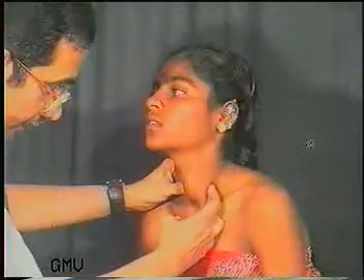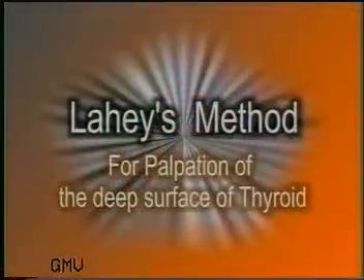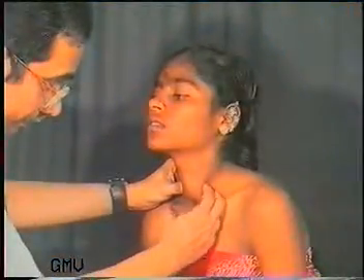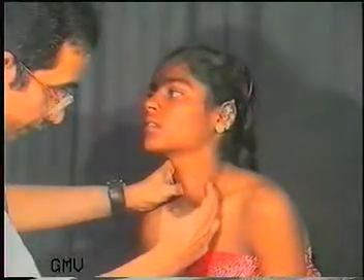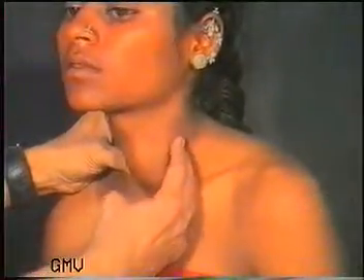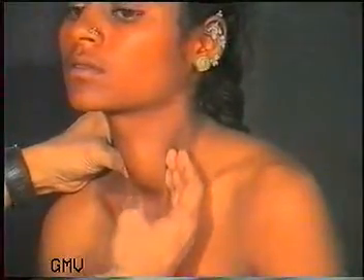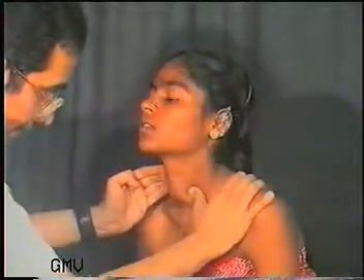Now stand in front of the patient, extend the neck slightly and palpate by Lahaye's method for deep or posteromedial surface of the gland. To palpate the left lobe, push the thyroid gland to the left by your left hand so that the left lobe is pushed out of the tracheoesophageal groove, and then with the right hand palpate the posterior surface for nodules. Then repeat the procedure on the right side.